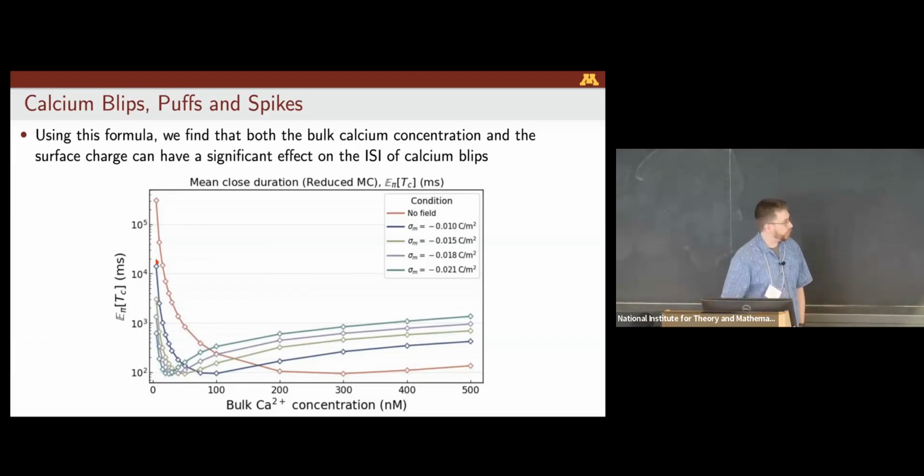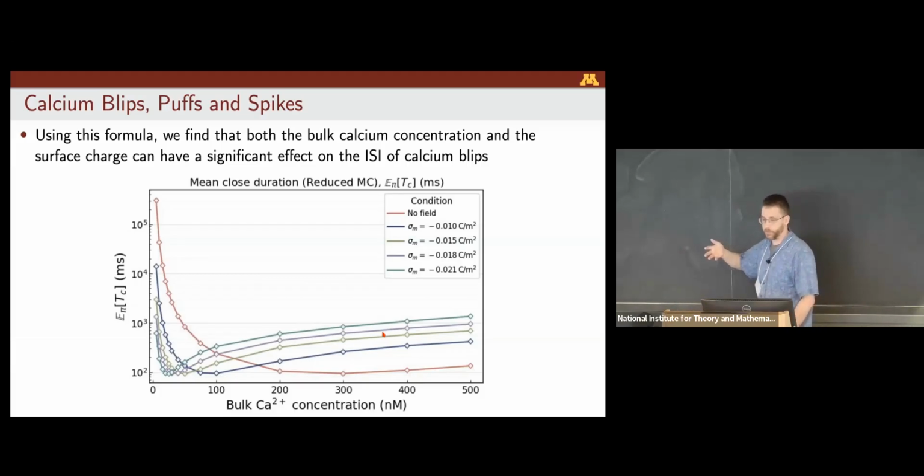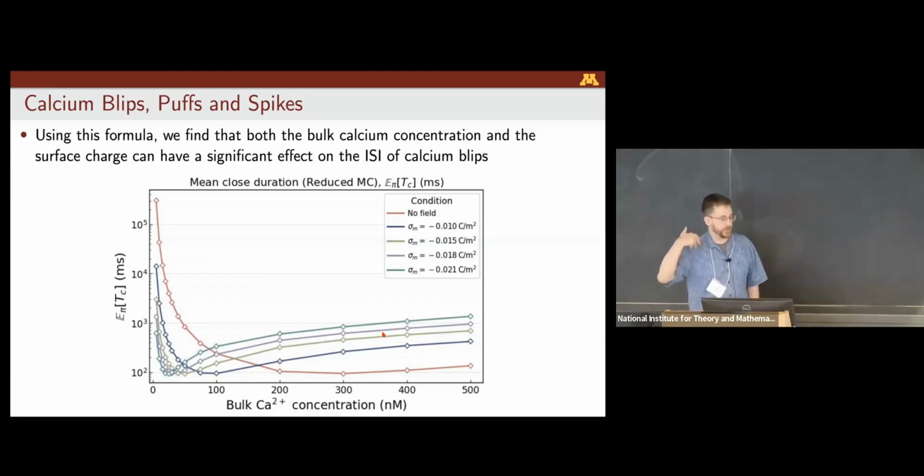As soon as I add the field, notice that I have this very strong non-monotonic behavior. I now have this local minimum where we have an initial decrease in the time between blips, but then as I increase calcium more, I actually get a slowdown. What's happening there? Well, that has to do with the inactivating site. If there's so much calcium in the system, it's more likely for calcium to be bound to the inactivating site, which is now going to slow this process.